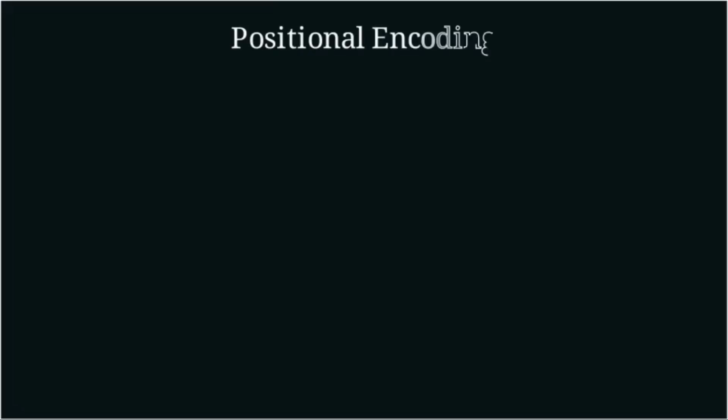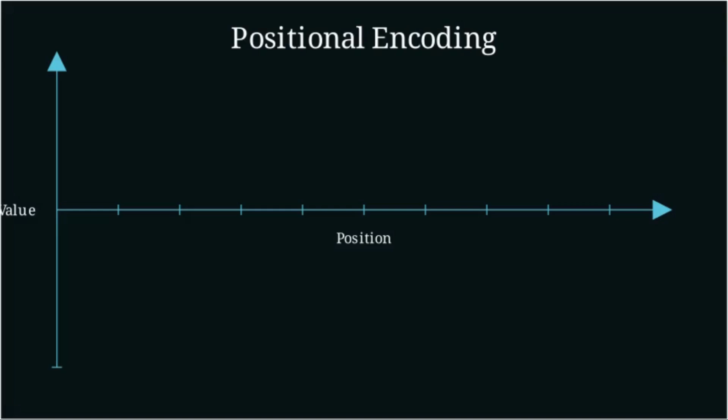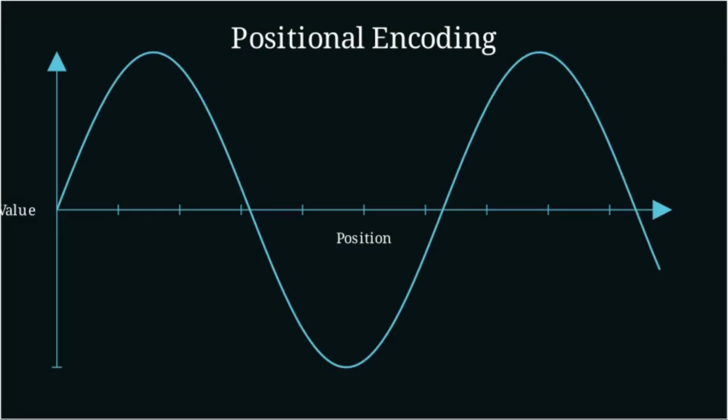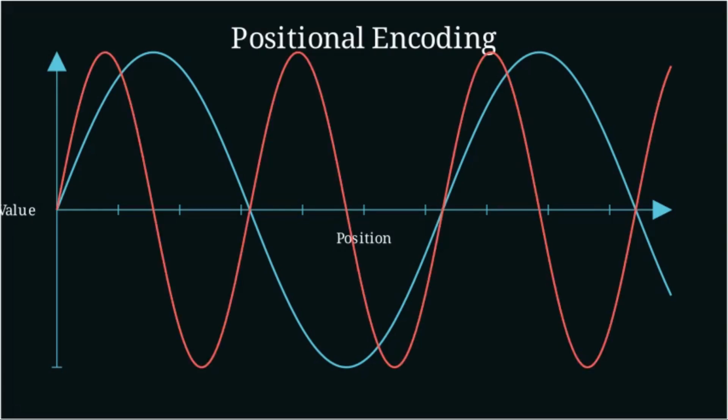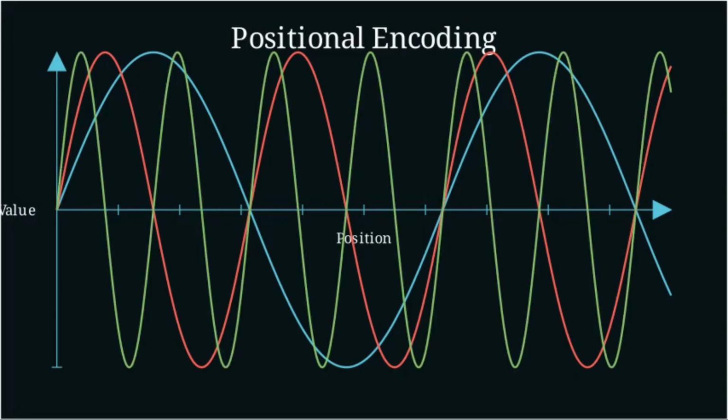One crucial challenge in language processing is maintaining word order. This is where positional encoding comes in. Using a clever combination of sine waves at different frequencies, each position in a sequence gets a unique mathematical fingerprint. The lower frequency waves help distinguish broad positions, while higher frequencies provide fine-grained position information. This elegant solution ensures that "the dog chased the cat" and "the cat chased the dog" are understood as very different sentences, despite using the same words.